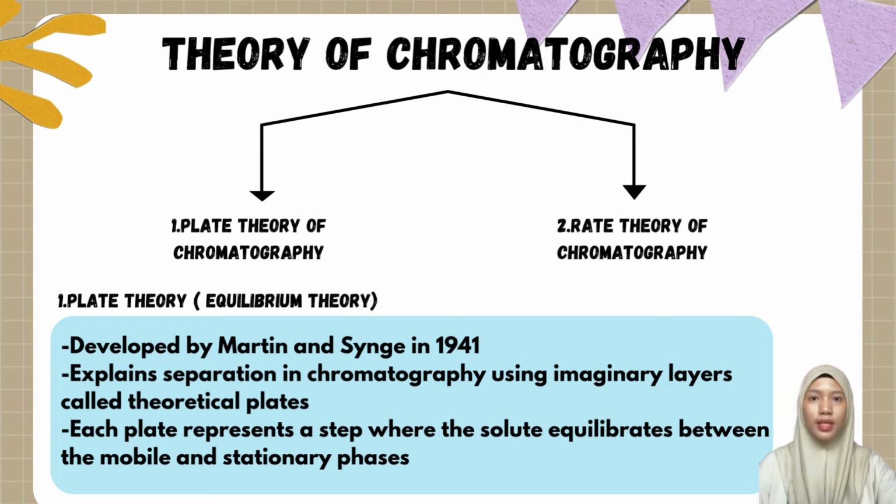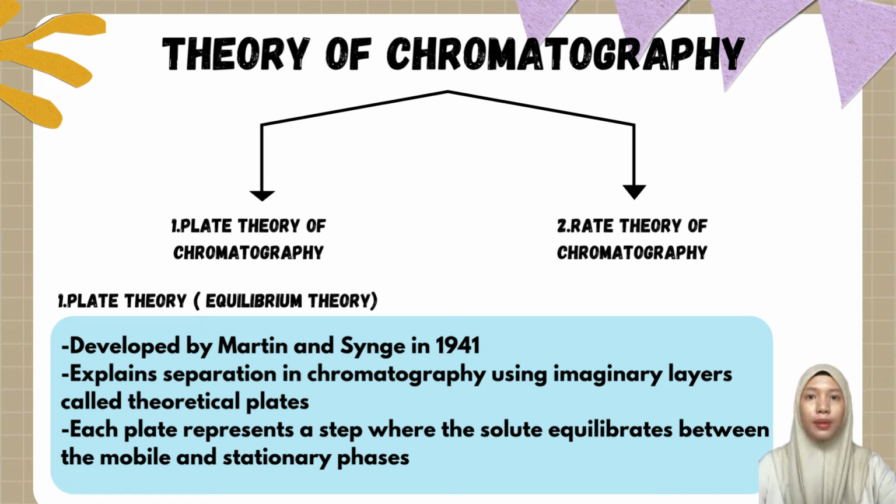The theory of chromatography can be divided into two main parts. The first one is the plate theory, also known as the equilibrium theory, and the second one is the rate theory. Let me start with the first one, which is the plate theory. This theory was developed by Martin and Synge in 1951. It explains how separation occurs using the idea of imaginary layers inside the column. These layers are called theoretical plates.